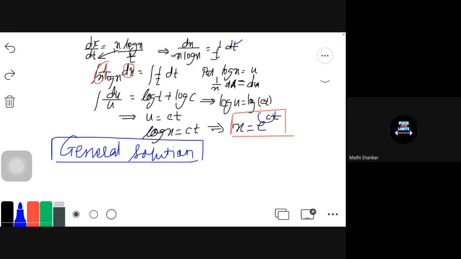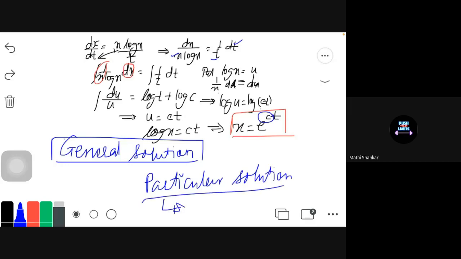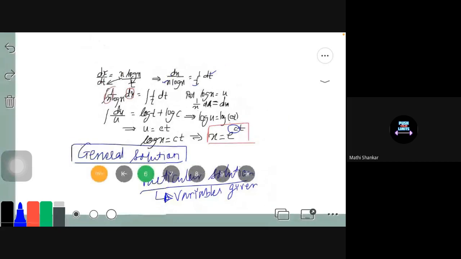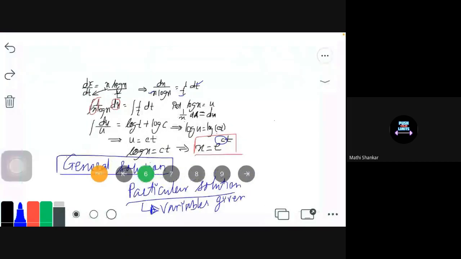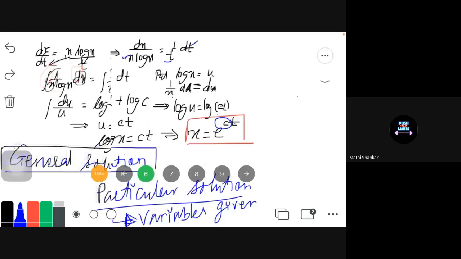So if such a thing is given, then it will be called a particular solution. So for a particular solution, values of variables will be given, which will help you to find out the value of C, which is unknown in this case. Okay, so let's see such a numerical where you need to find out a particular solution. Without knowing the values of variables, you cannot find out a particular solution. Remember that.